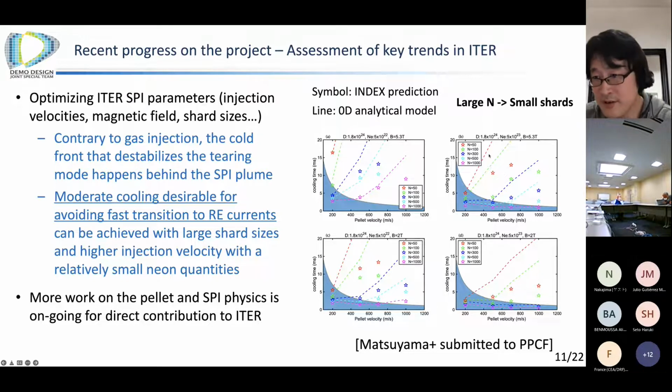Such a parameter space has been investigated for different parameters using the INDEX code, and this has been a good basis for the design of the ITER DMS. These results have been provided to the ITER organization for the design of the ITER DMS. We are now doing more work on the pellet and SPI physics to strengthen the physics basis for the ITER DMS design, and we believe this is a good contribution to ITER.